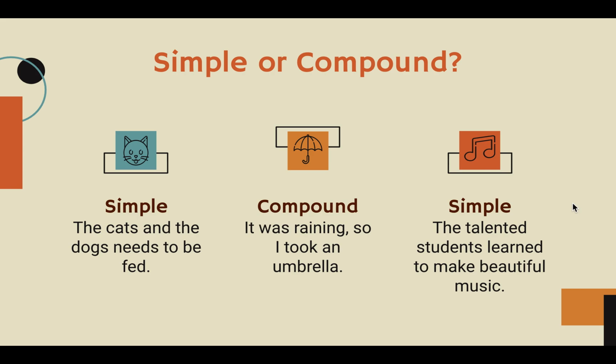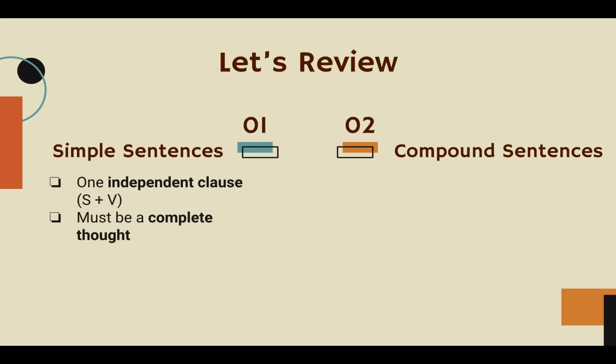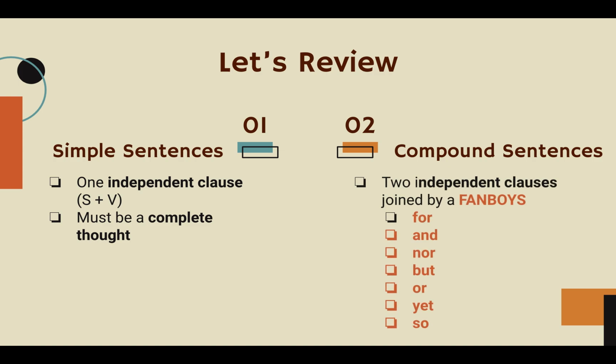So I hope that's starting to feel a little bit better for you. Let's review what we've learned so far, and then you can go on to do the practice activities. First of all, simple sentences, we learned that it is one independent clause in a simple sentence. That means one subject and a verb. The second thing is a simple sentence must be a complete thought, right? It has to make sense. It has to be logical. In compound sentences, we learned that they are two independent clauses and they're joined together by a fanboys. Please also remember that the comma needs to go before the fanboys.